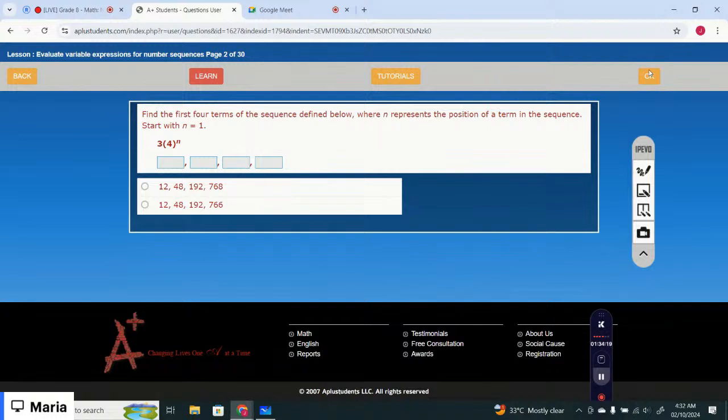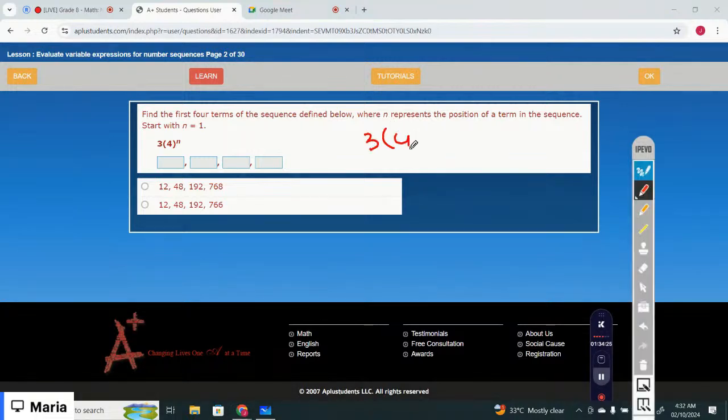Okay, so that is 3 times 4 exponent n, and start with n equals 1, right? 3 times 4 exponent 1. 4 exponent 1 is 4. 4 times 3 is 12. So 12 it is. Then 3 times 4 squared. 4 times 4 is 16. 16 times 3 is 48. 48 it is. Then 3 times 4 exponent 3.